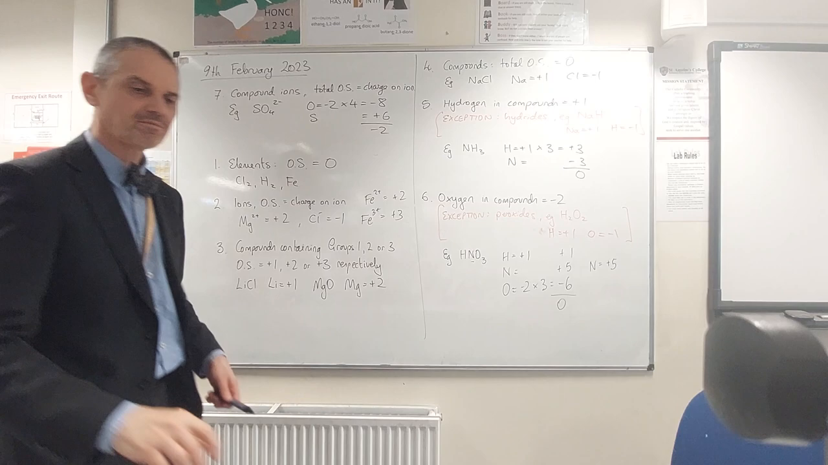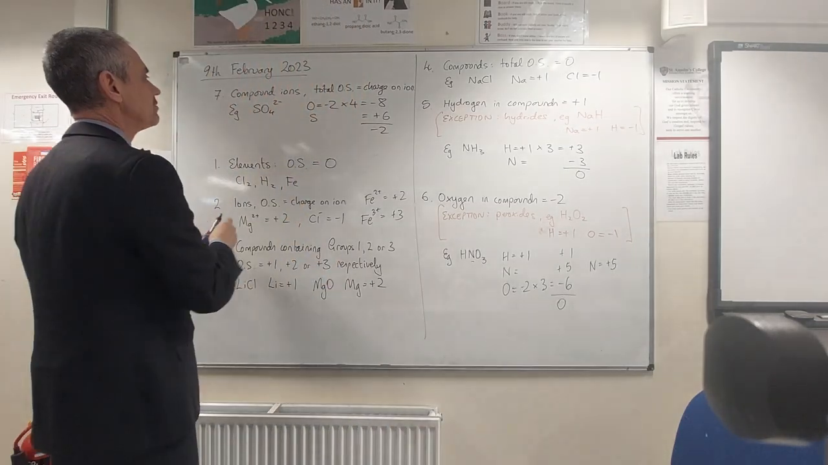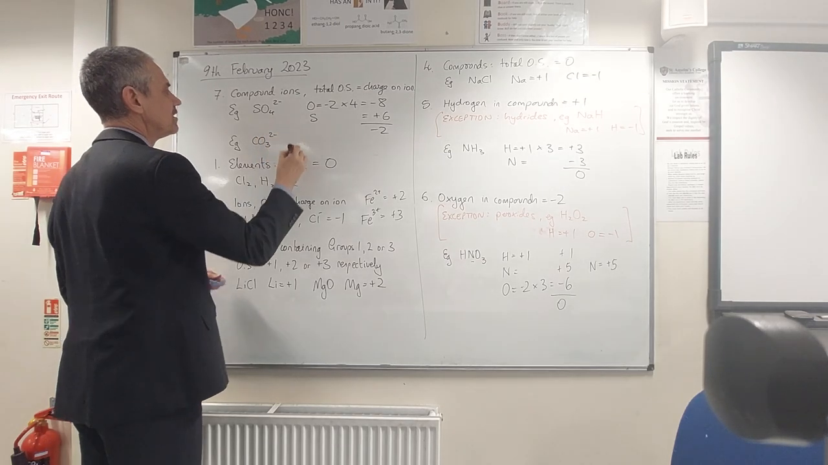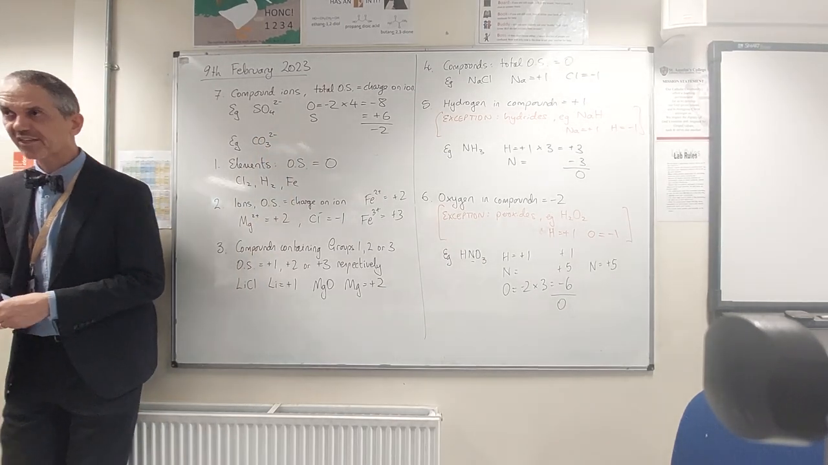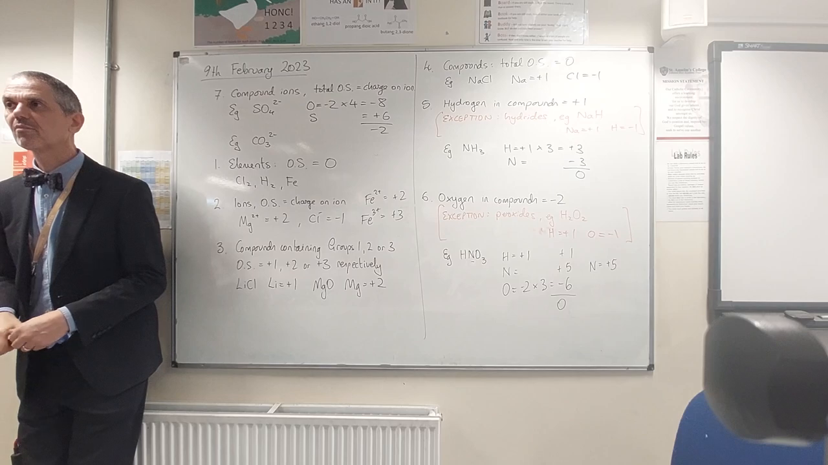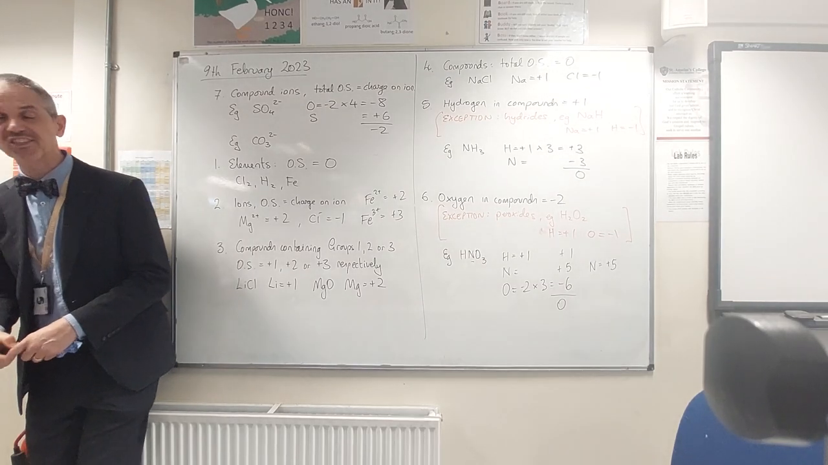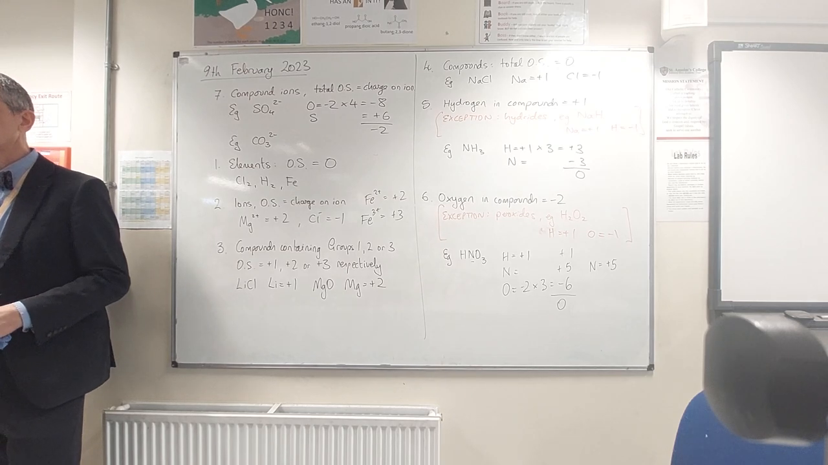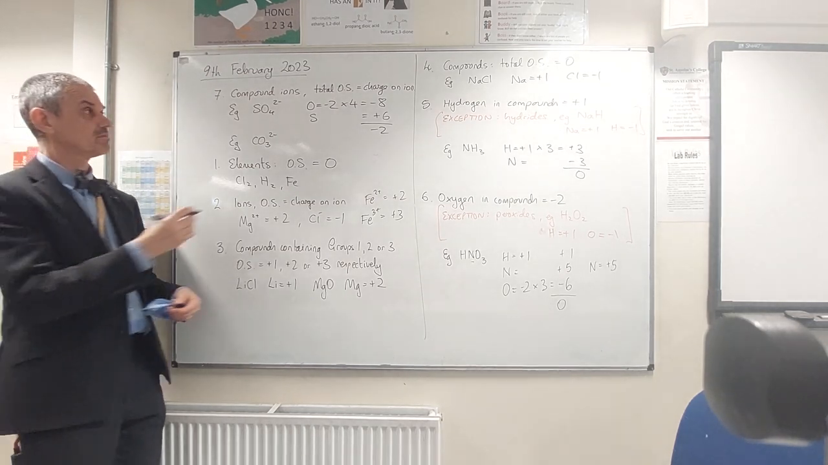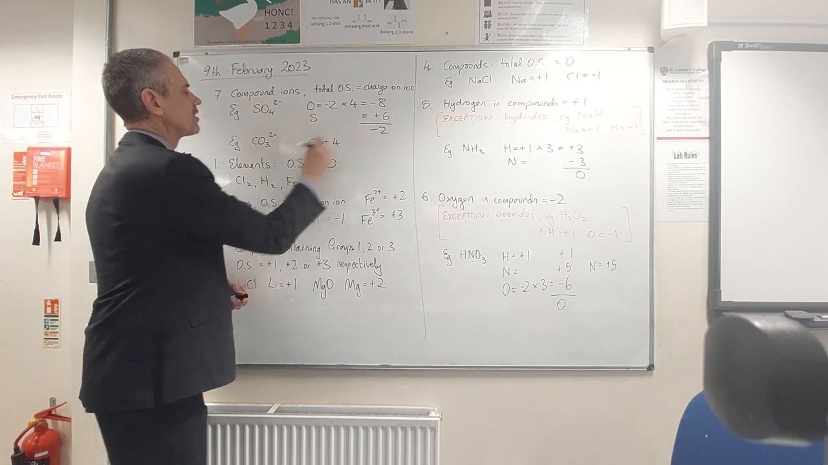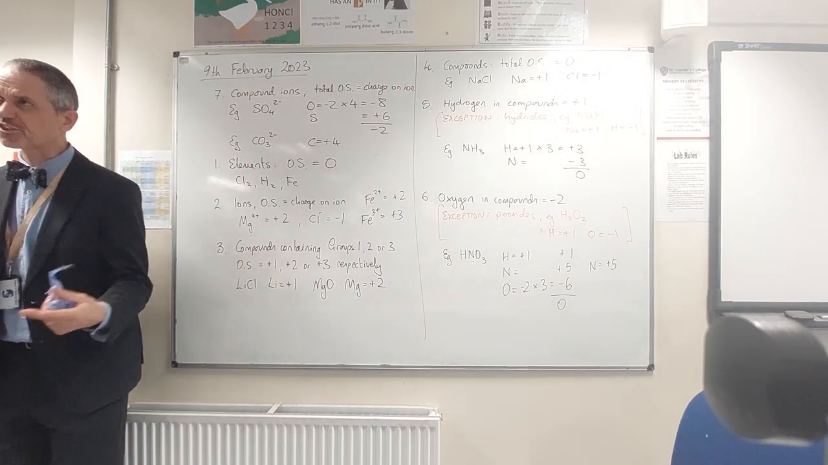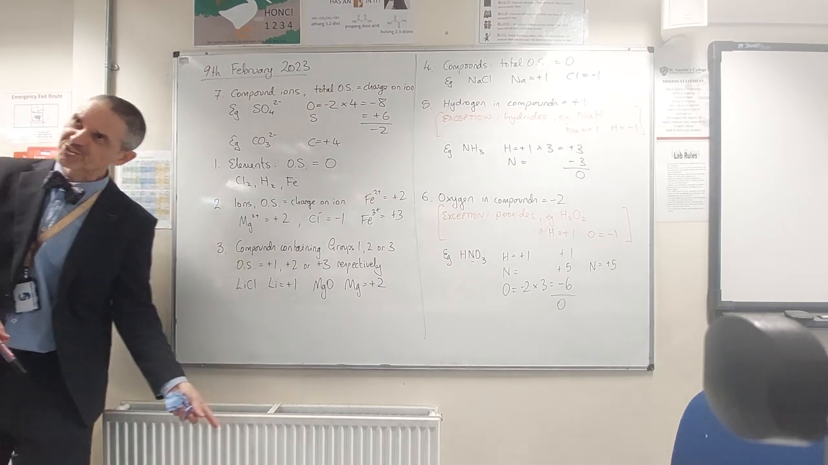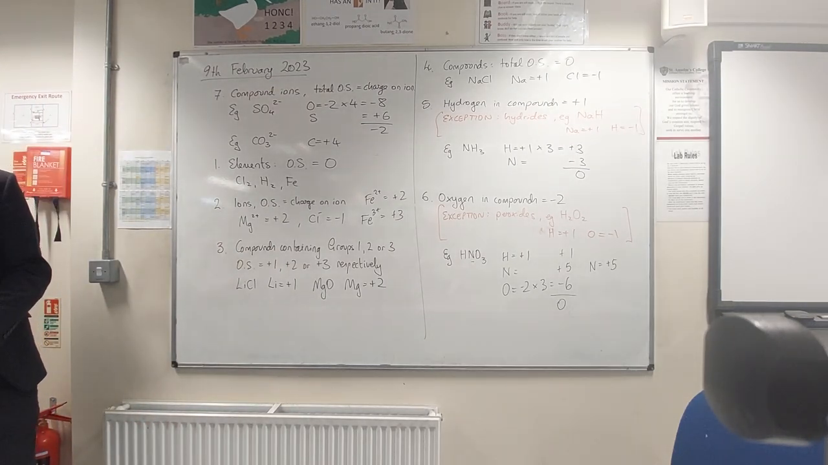Okay, let's do another one. And I'll squeeze it in here. Carbonate. I'll let you think about that one for a moment. What's the oxidation state of carbon in carbonate? Plus four. Because oxygen's minus two, there's three of them, so that contributes minus six. Total's got to be minus two, so carbon must be plus four.